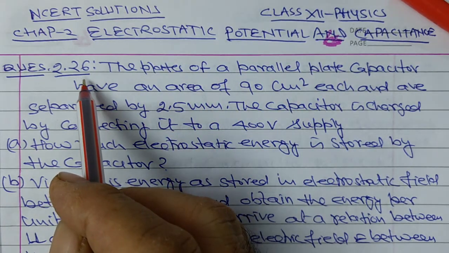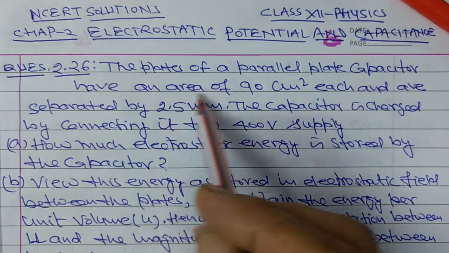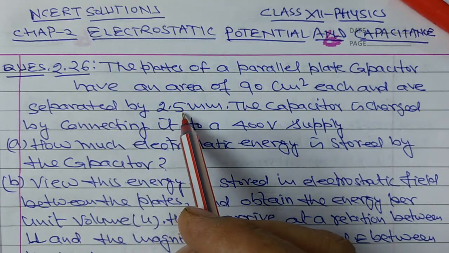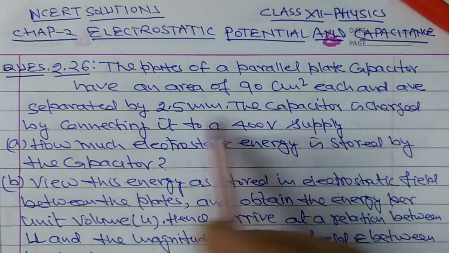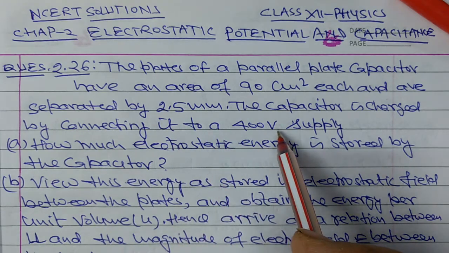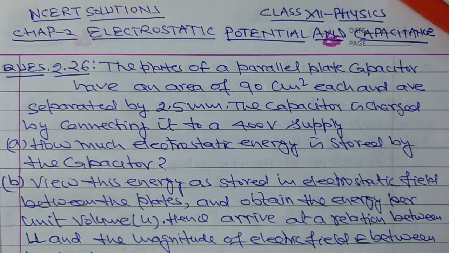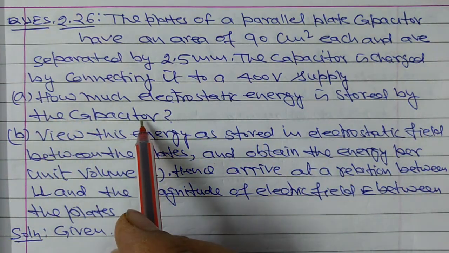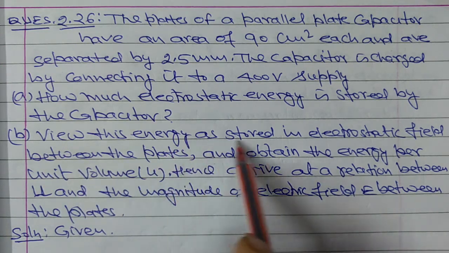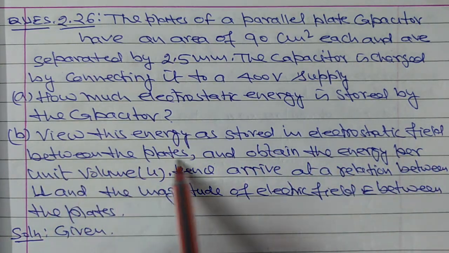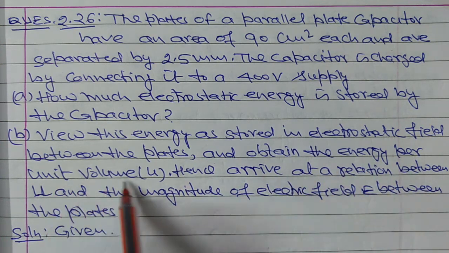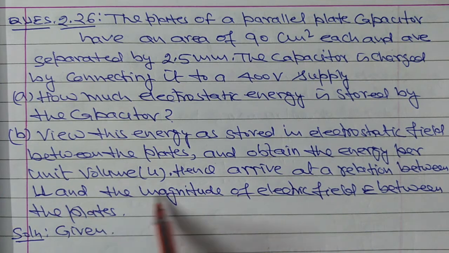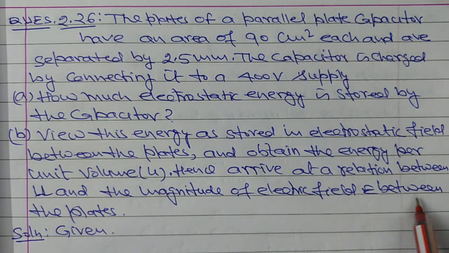Question number 26. The plates of a parallel plate capacitor have an area of 90 cm square each and are separated by 2.5 mm. The capacitor is charged by connecting it to a 400 volt supply. A part, how much electrostatic energy is stored by the capacitor? B part, view this energy as stored in the electrostatic field between the plates and obtain the energy per unit volume, small u. Hence, arrive at a relation between small u and the magnitude of electric field E between the plates.